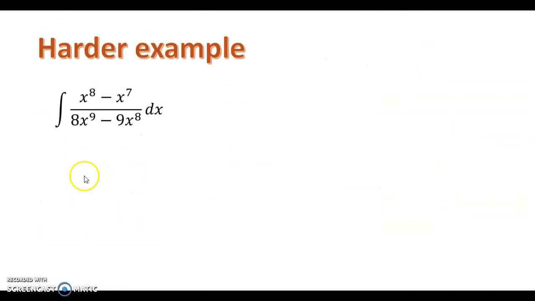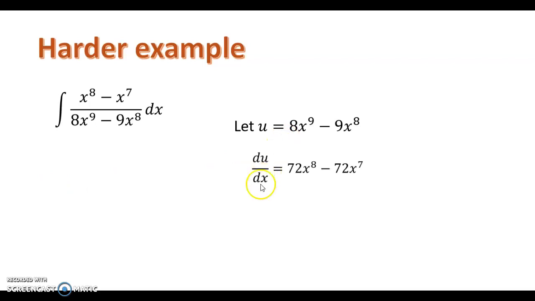This last example comes from your homework. We have the higher power on the bottom, and I'm not so sure the top is a derivative. So we let u equal the function on the bottom, take its derivative. Came out kind of cute, didn't it? So when we try to separate this, we get the dx. It's almost the same if we just factor out a 72.